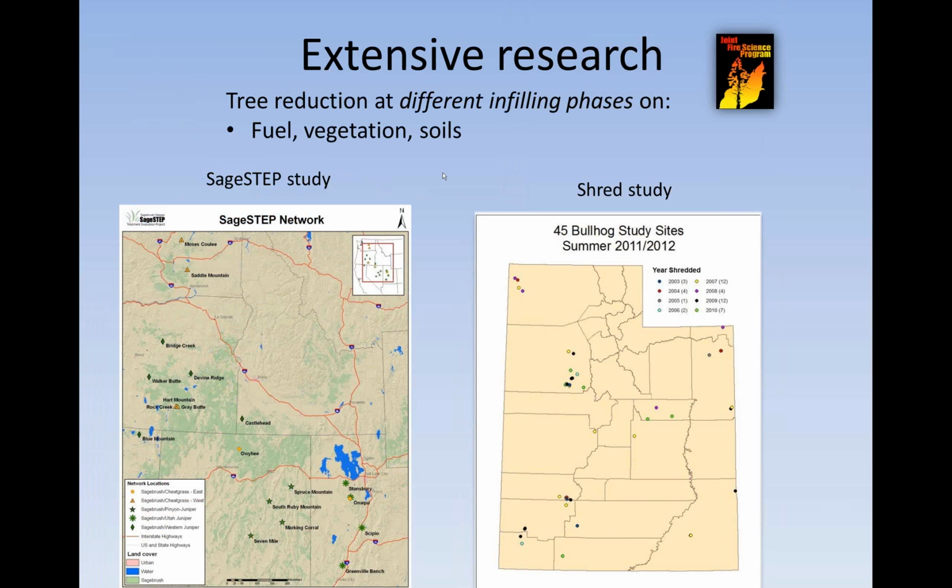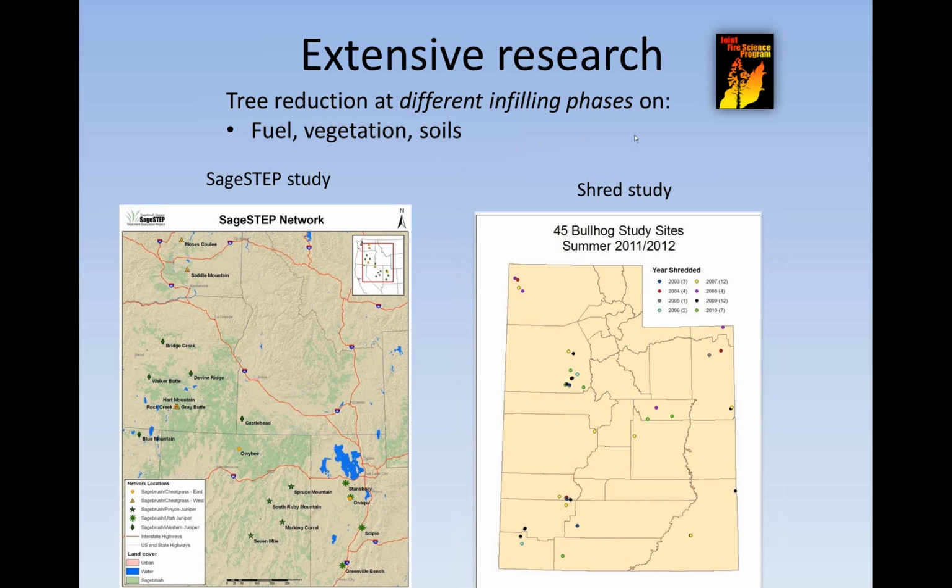So I'm going to report on extensive research. We treated some 11 sites in the Sagestep study. I'll report on 9 of them. One of them burned, the Stansbury site, and one of them still hasn't had a 6-year measurement after treatment. Those study sites went from western juniper in Oregon and California, piñon-juniper in Nevada, and Utah juniper and piñon in Utah. So, across this wide range of study sites.